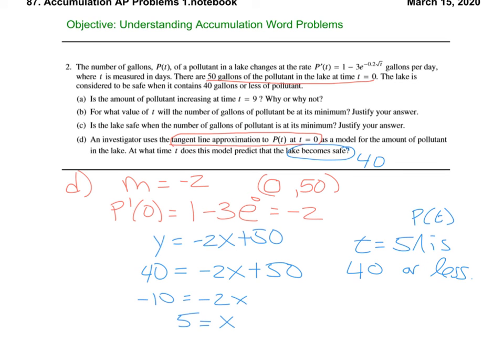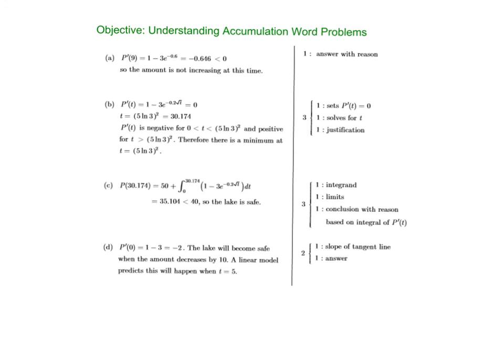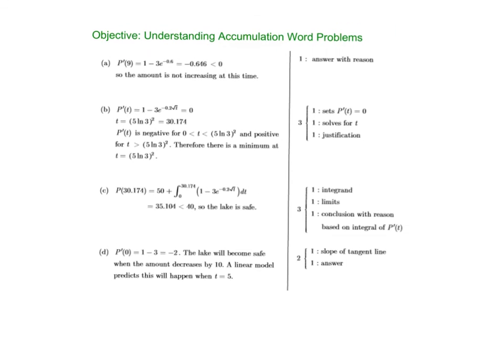All right, so let's look at the answers. Here's our answer key. A is only 1 point. You have to have all of that. If you only have that piece, you're not getting any points. You have to actually say it's less than 0, so it's not increasing. You have to make that statement. Just because you get that it's negative, the AP people don't necessarily know that you understand that that means decreasing. So make sure you make that statement.